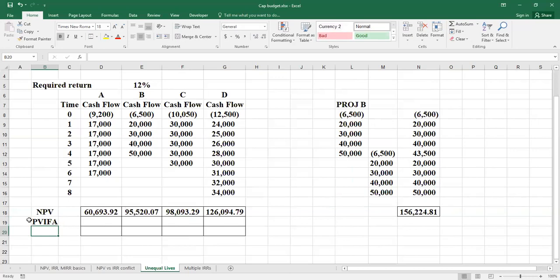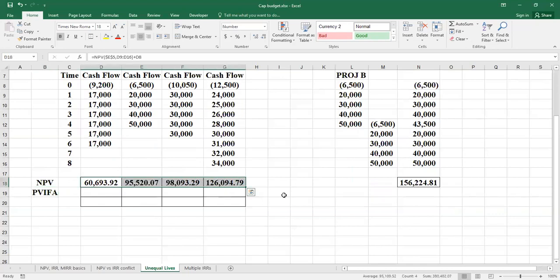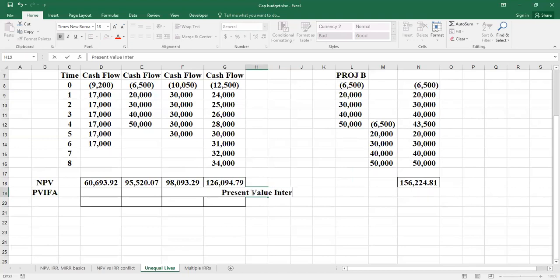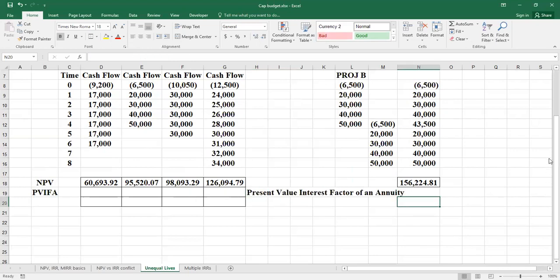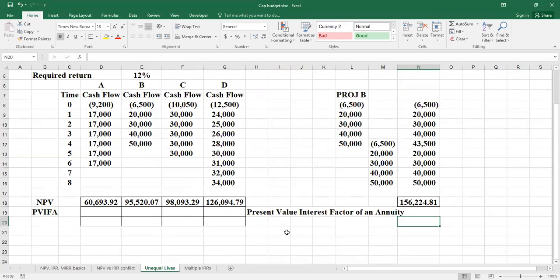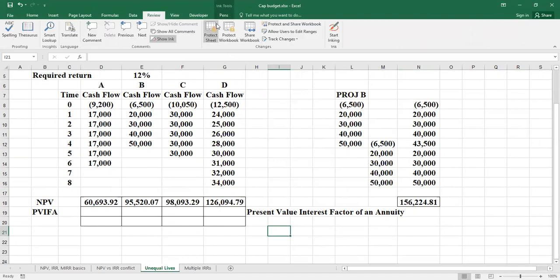Okay, let me introduce this, no? To analyze these NPVs, ang gagamitin natin, i-divide natin siya ng present value interest factor of an annuity. Okay, what's this? Okay, ganito yan. So for instance, si Project A, timeline ulit na gawin natin.